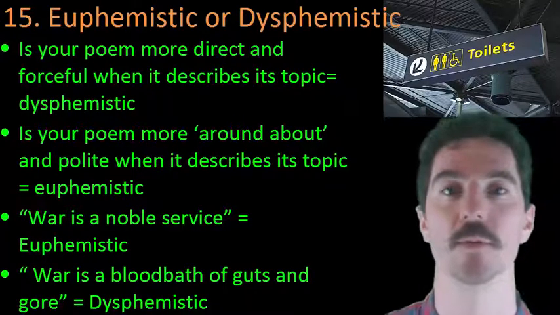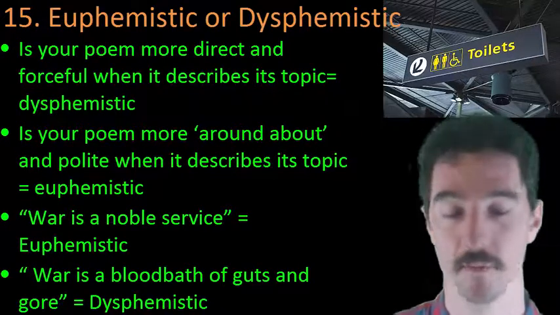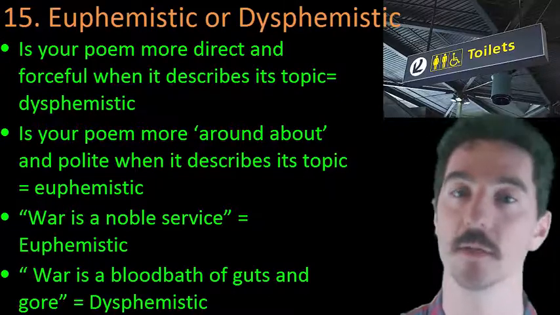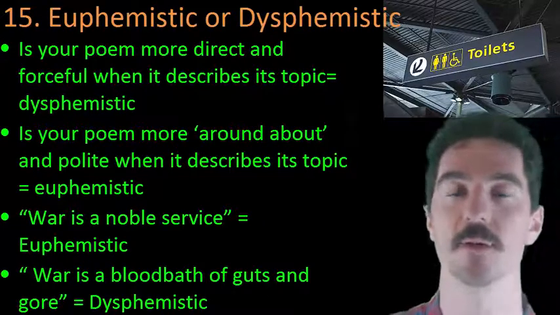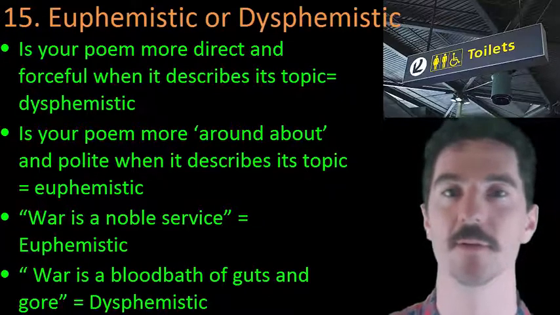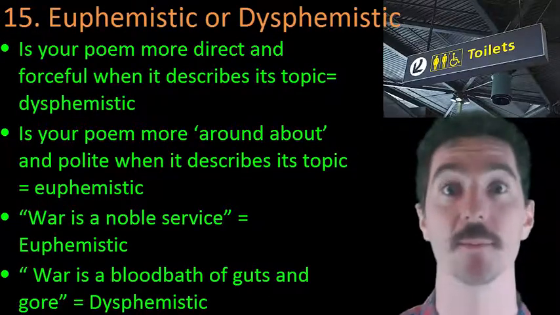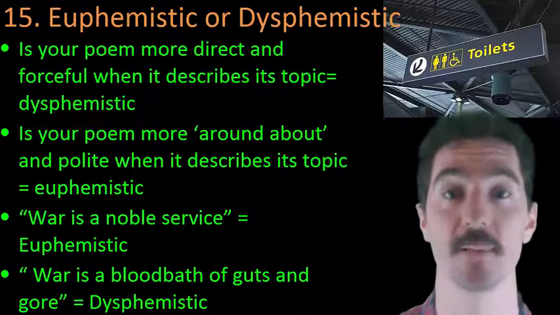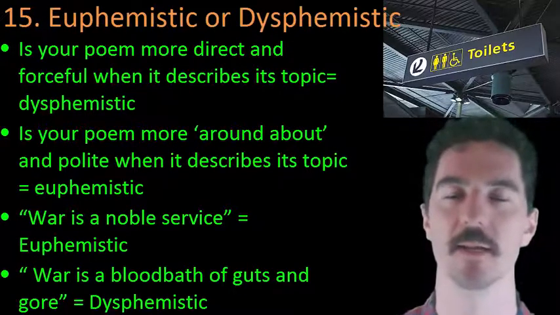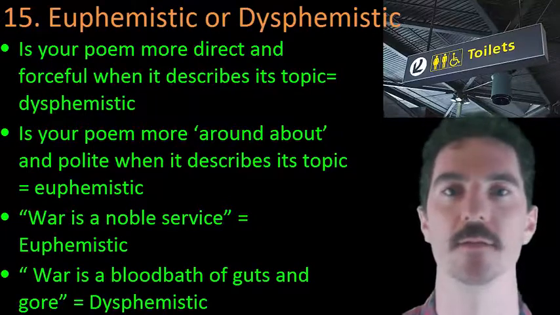So for example, if I use the phrase euphemistically, I'm going to the bathroom, I'm probably not going to the bathroom, I'm probably going to the toilet. Dysphemistically, I might say I'm going to go do a dump. So obviously that is not quite polite, and dysphemism basically means being forceful in your language, whereas euphemistic means being polite and avoiding the true reality of the situation.